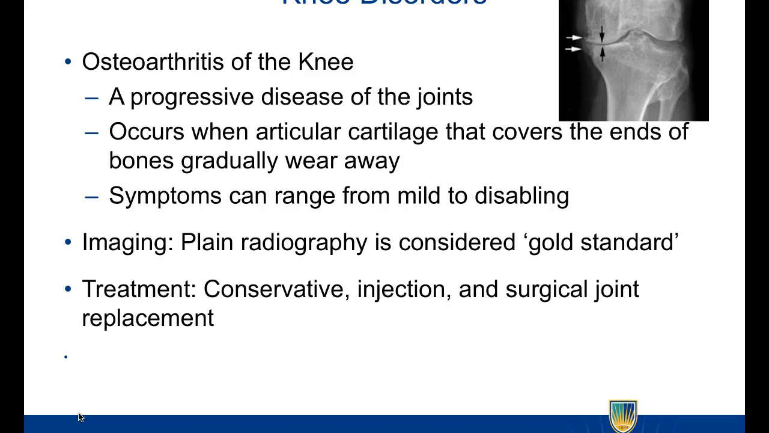Imaging: plain radiography is considered the gold standard for morphologic assessment of knee osteoarthritis. For treatment, acetaminophen is recommended as first-line therapy. Cortisone injections provide short-term benefits. Hyaluronic acid may be helpful, but the evidence is conflicting. Indications for total joint replacement include refractory pain and disability and radiographic evidence of knee osteoarthritis.